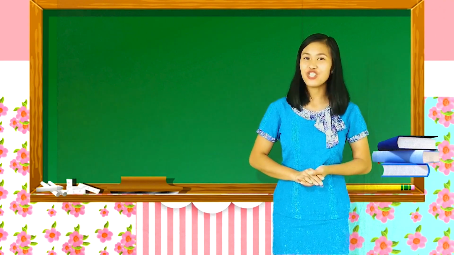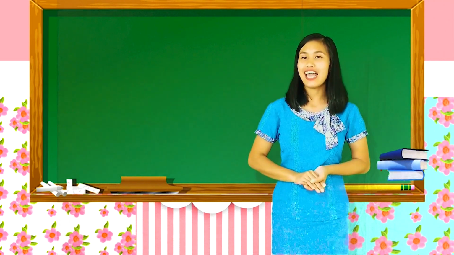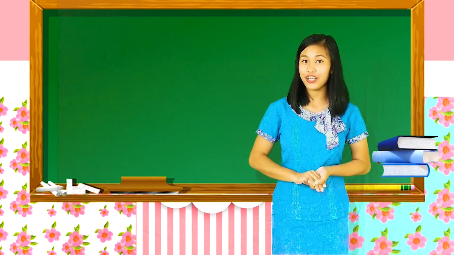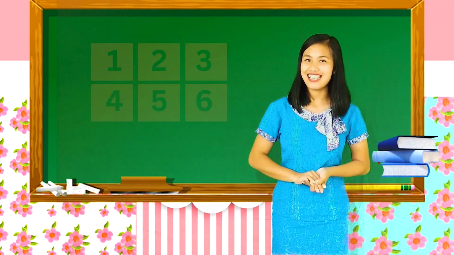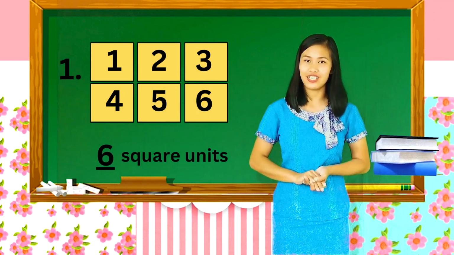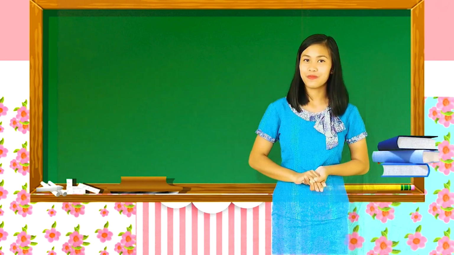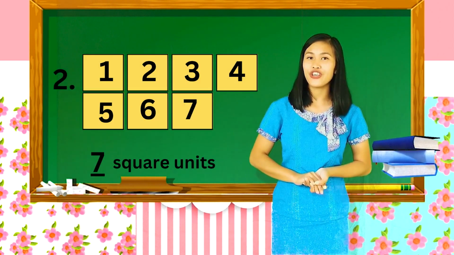Now, let's check your answers if they are correct. So what is the answer in number 1? What is the area of the shape? Very good. 6 square units. What about number 2? Very good. The area is 7 square units.